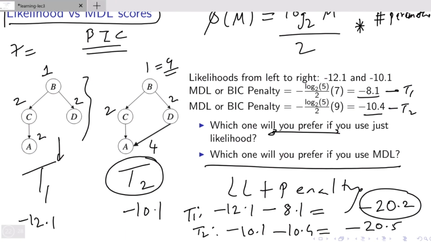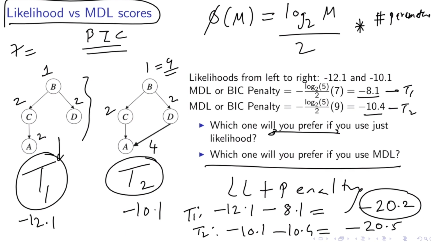So this is the impact. We are actually preferring the sparser model as compared to the denser model when we are using the MDL score. But as I said before, likelihood will always prefer the denser model.